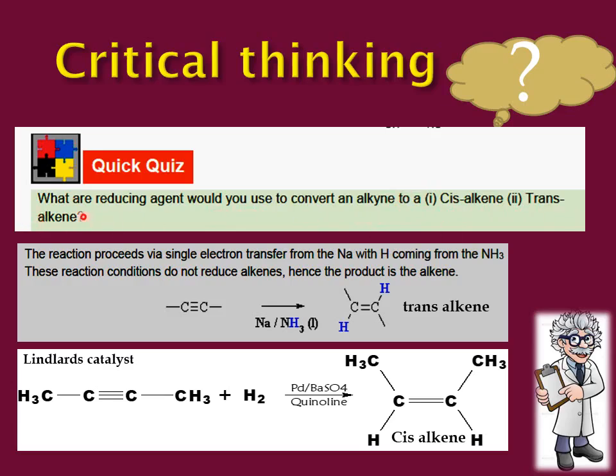Now how to prepare cis-alkenes? Cis-alkenes are prepared by using Lindlar's catalyst. Now what is Lindlar's catalyst? It is palladium in the presence of barium sulfate poisoned with quinoline. It is stereospecifically going to give us cis-alkenes.